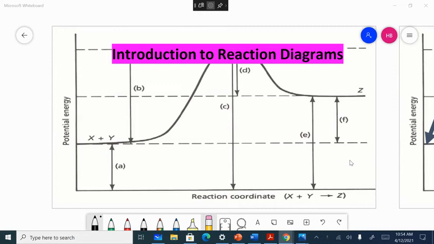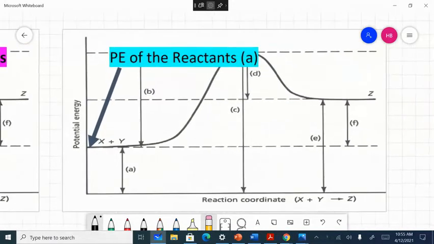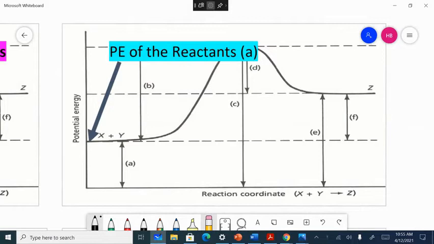Okay, chemists, today we're going to go over what's called reaction diagrams. So this will be your intro to reaction diagrams. This is going to follow the course of a reaction. So you might have time written on the x-axis or some other variable that indicates this is as the reaction goes along. So let's pick this apart right here.